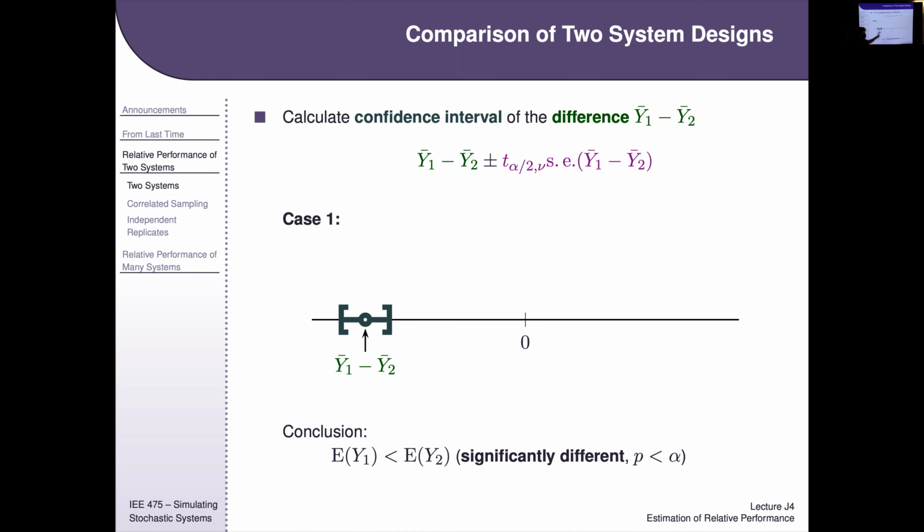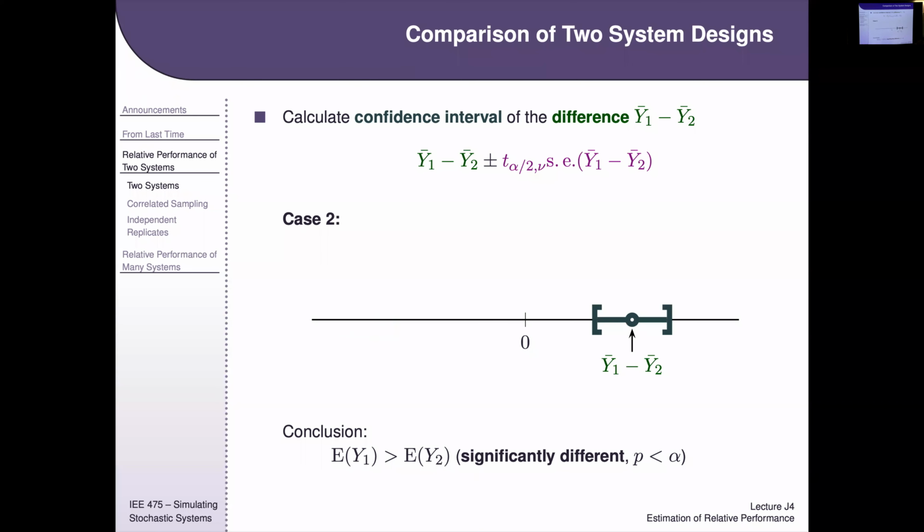So the idea here is for case 1, if this confidence interval of the difference between these systems is significantly negative, so 0 is not included and it's negative, then I'm going to assume that Y2 is bigger than Y1. So if these are average wait times, then I would say that the wait time in system 2 is greater than the wait time in system 1. So in this case, that sounds like a bad result. So this would say, system 1 is better than system 2.